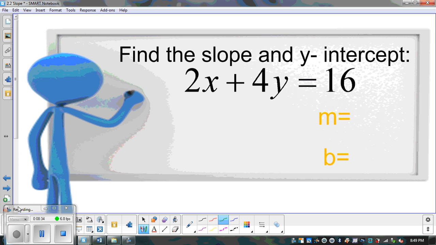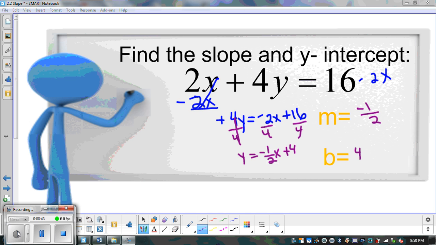So take a moment, look at this next one, see if you can rewrite it in y equals form, and then identify the slope and the y-intercept. Unpause the video when you're ready. So how did you do? Did you see that you needed to subtract the 2x on the left and the right? And once you did that, that leaves you with a positive 4y on the left. Put the negative 2x first and then the plus 16 on the right.